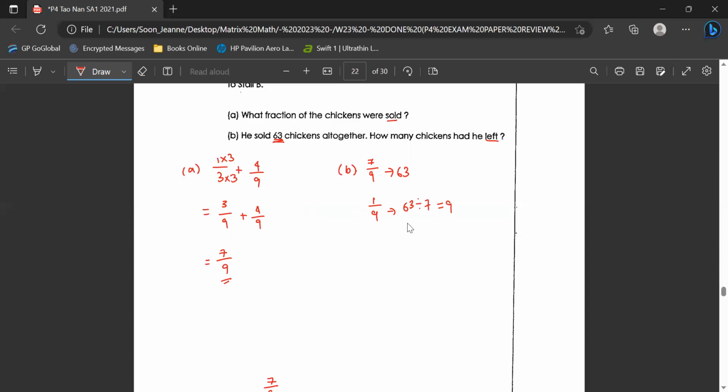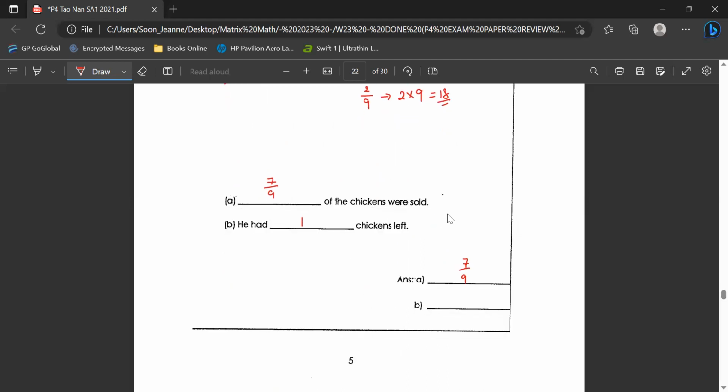So how many chickens had he left means I need to look for the fraction that's left over. So I'm going to take 1 whole, subtract away the fraction of the chickens that was sold, which is 7/9. So which means I'm looking at the value of 2/9. So since 1/9 is 9, 2/9 will be 2 times 9. Your answer will be 18 chickens. So he had 18 chickens left. So please write here 18.